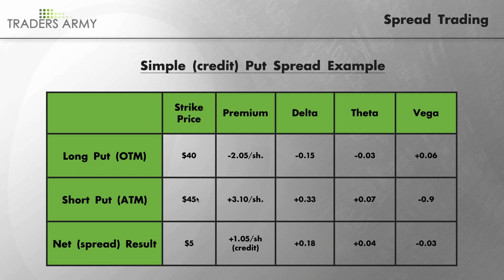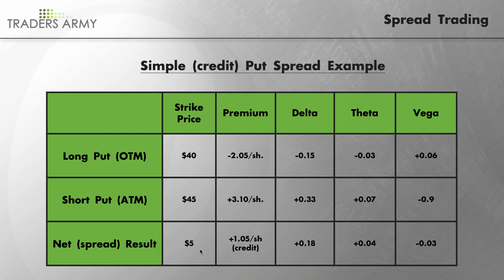So short the puts at 45 strike price means that we are under obligation to purchase the stock at 45, but we have the right to sell the stock for 40. So this position could not be worth any more than $5 per share. That's the spread of difference or spread value, maximum spread value.